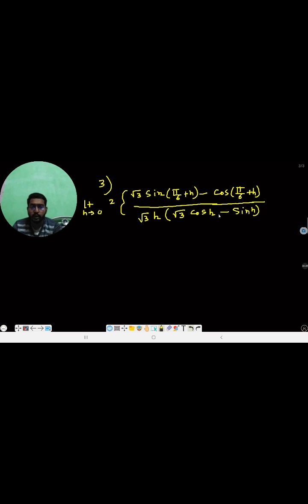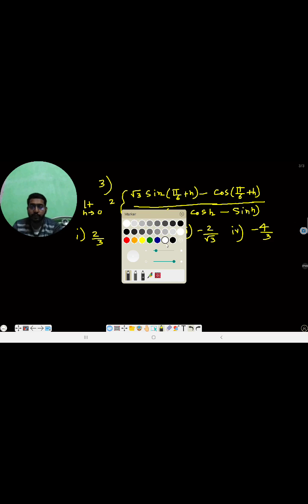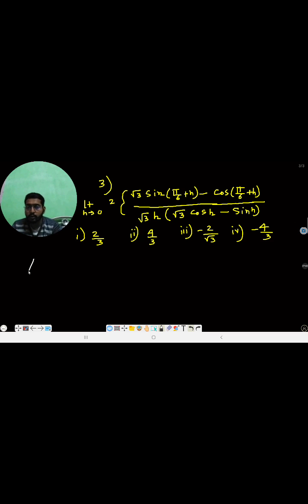So this is given, and the options are: number 1, 2 by 3; second, 4 by 3; third, minus 2 by root 3; and number 4, minus 4 by 3. Now here it is given limit h tends to 0, 2 into the numerator, and this is the denominator.